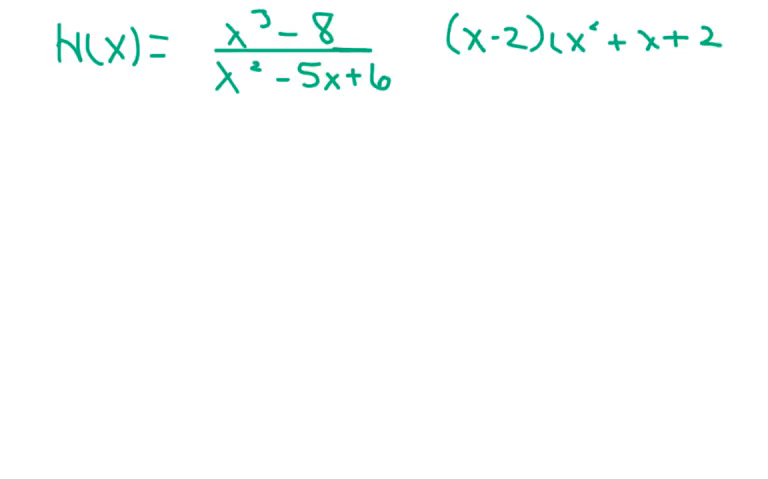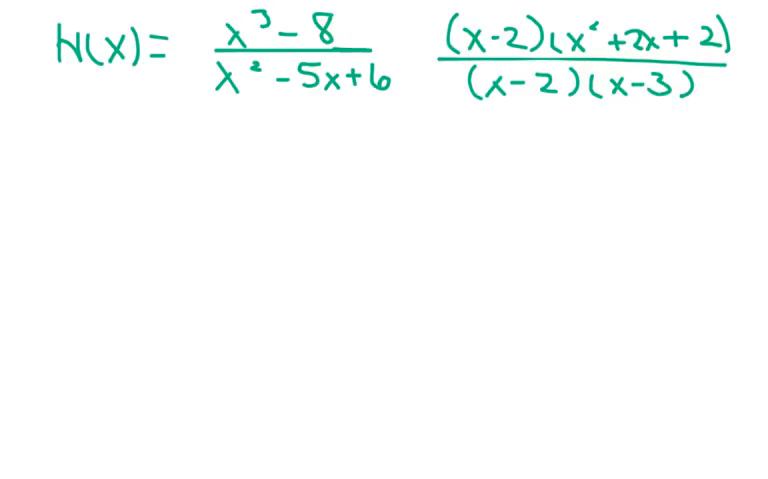This would be AB, so that's 2x plus 2, over x minus 2 times x minus 3. In this case, we're going to cancel this here. We'll talk about this thing that we're canceling next section.